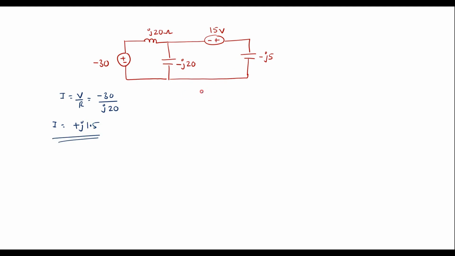Similarly here I can write I equal to V by R. V is 15, R is minus J5. That is I is equal to 1 upon J means minus 1. That minus and minus will be plus. That is plus J into 3.